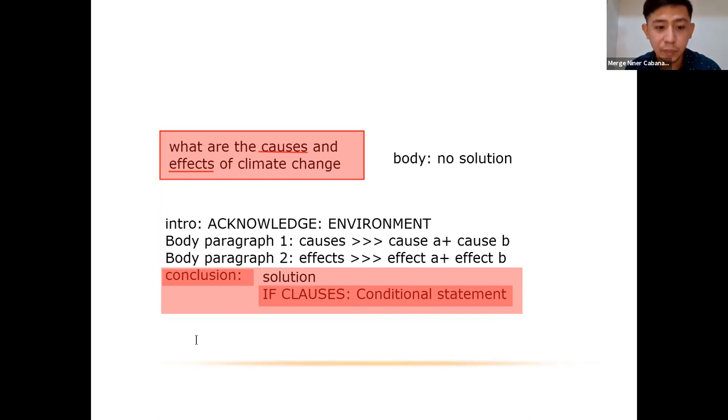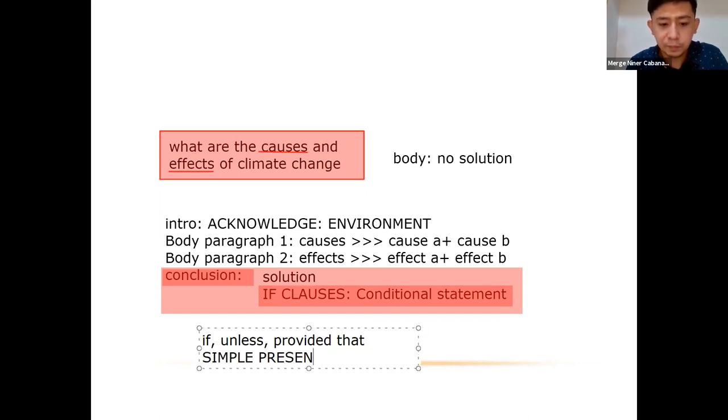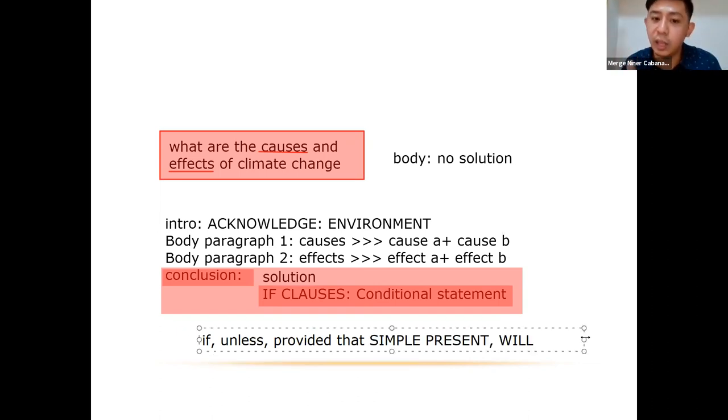So recap, paano ba si if clauses? So if, mga pwedeng gamitin na words, unless, provided that, yan. Tapos, nasa simple present ang verb. Tapos, lagyan mo ng will sa susunod na clause. Halimbawa, if it rains today, I will not go to the park. So, condition yun. Kung uulan, hindi ako pupunta ng park.